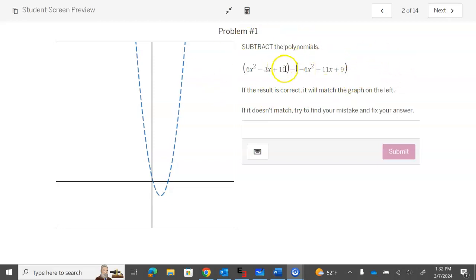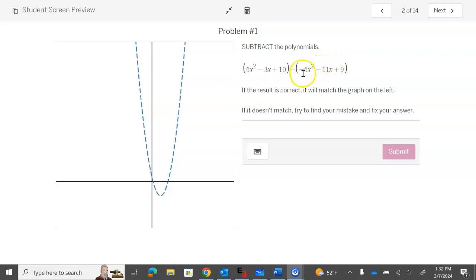So you'll have the first answer. So this is a subtraction problem. And remember with subtraction, we're going to use the keep, change, flip rule. So I'm going to keep the first polynomial the same. I'm going to change the subtraction to addition. And I'm going to change all of the signs in the second polynomial.